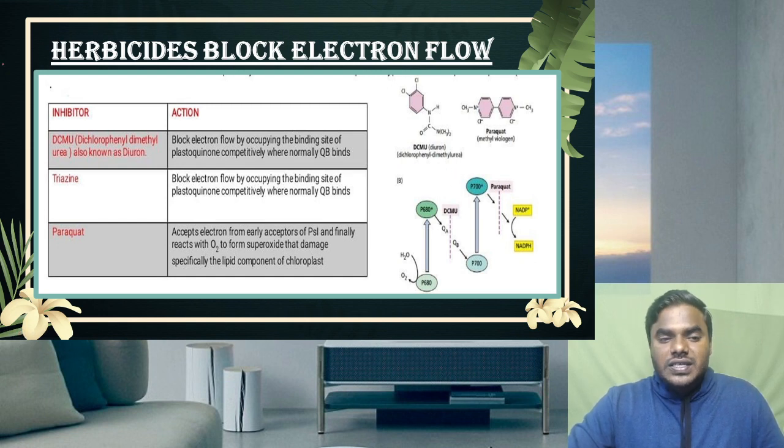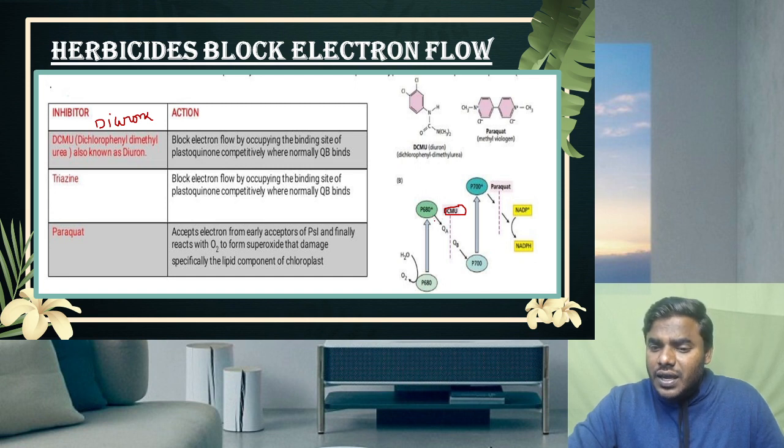So you look into this. The first one, DCMU, dichlorophenyl dimethyl urea. Sometimes instead of calling it DCMU, in the exam they will call it diuron. Anything is the same. What it is going to block, you only look into this DCMU. It is going to block the electron flow between what to what.